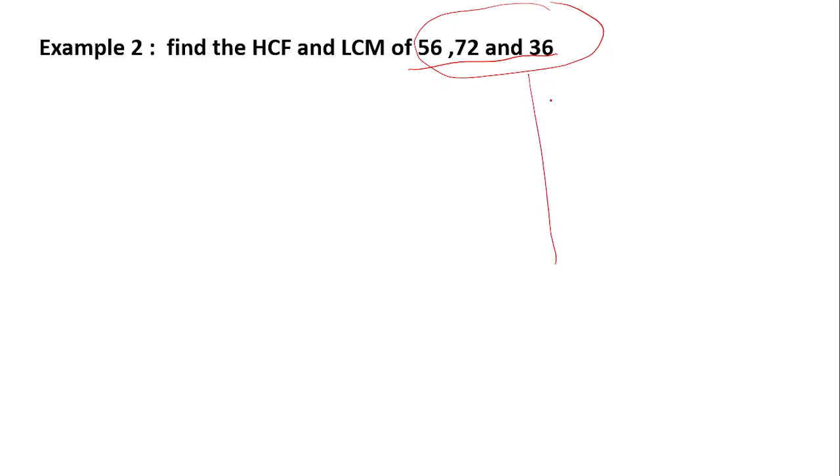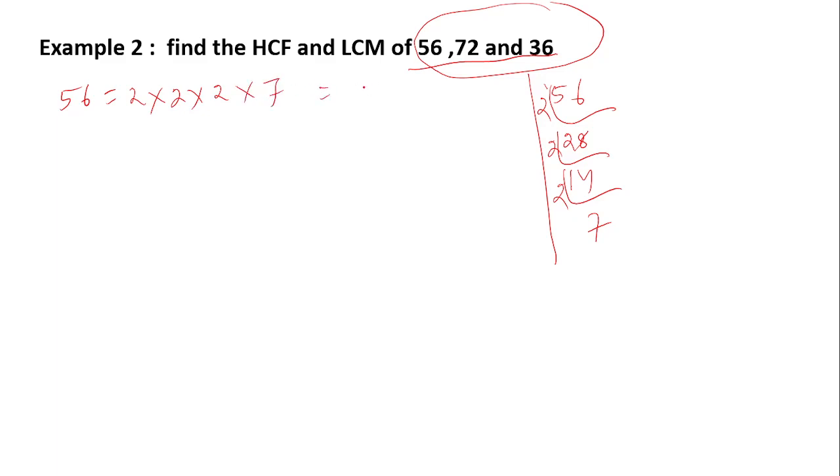Similarly, there is nothing different. Just write down 56 here and find out its prime factors: 2, 28, 2, 14, 2, 7. So 56 can be written as 2 into 2 into 2 into 7. This can be written as 2 to the power 3 into 7.